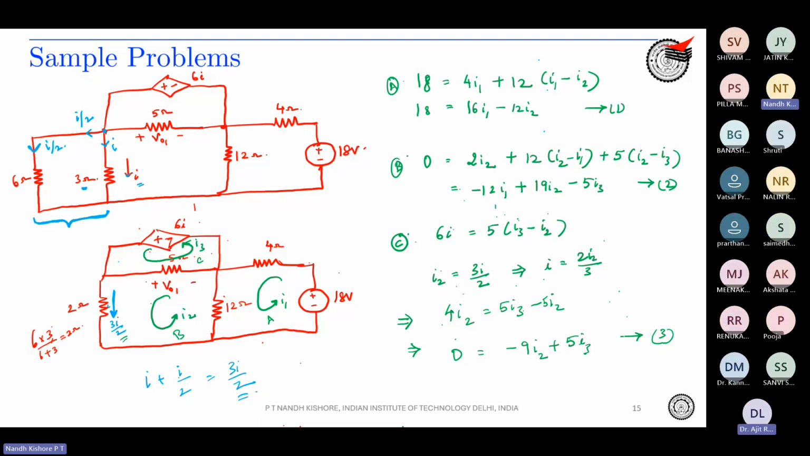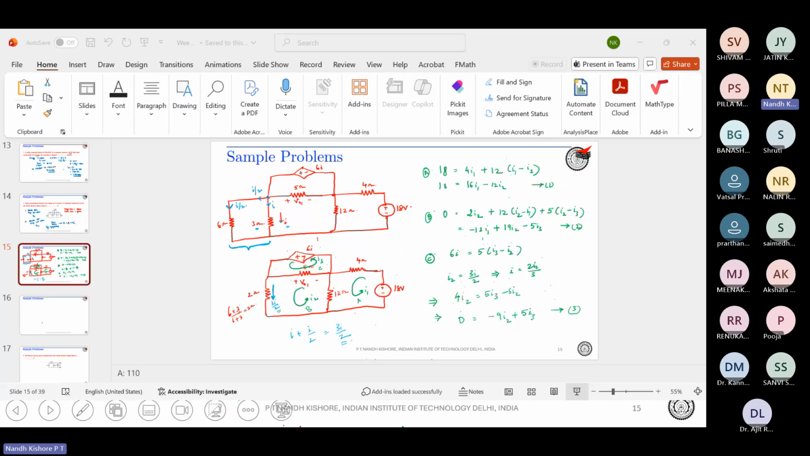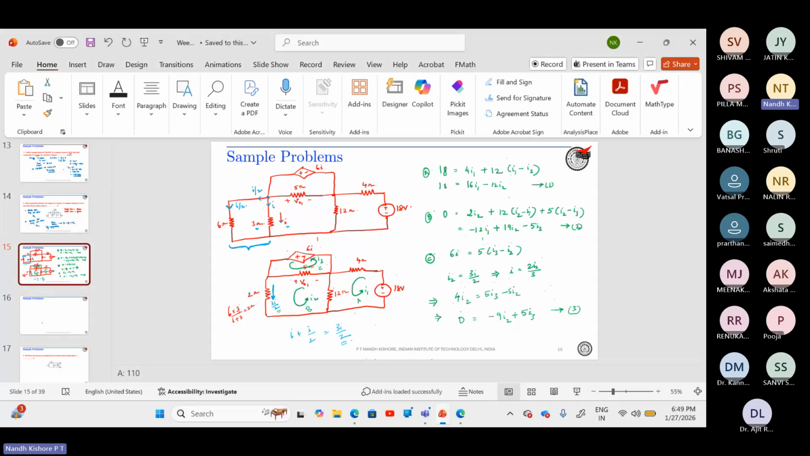If this is fine, we will go ahead and solve the equations. Equations 1, 2, and 3 need to be solved, and we will find out the values of I1, I2, and I3.